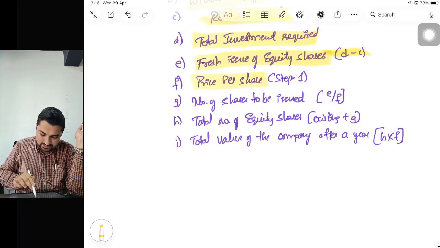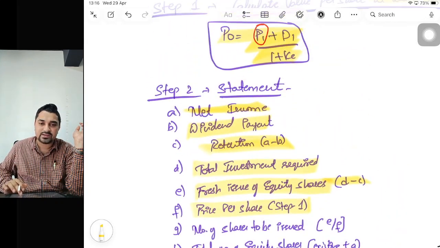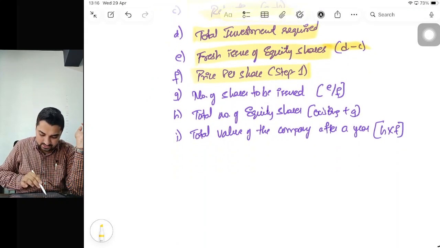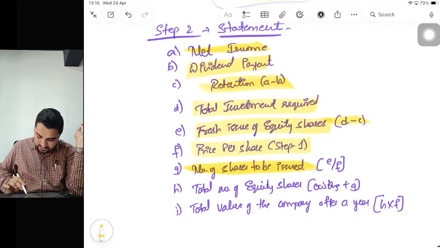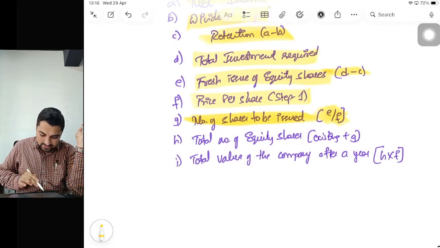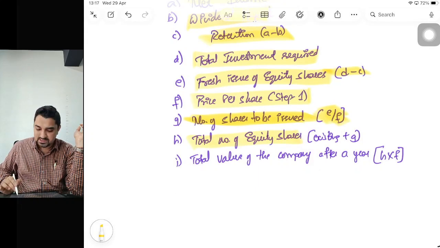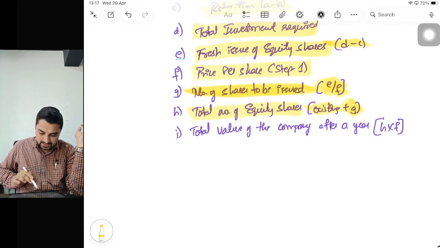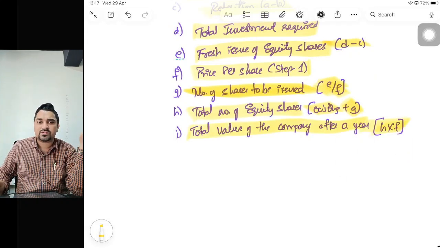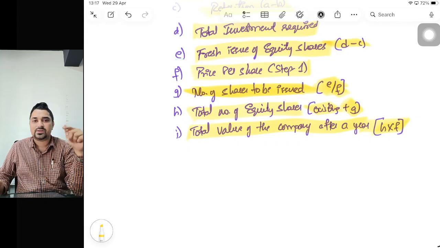Then you will take the price per share, which is already calculated in step number 1. Then you will find out the number of shares to be issued. How do you find that? Total fresh issue divided by price per share gives the number of shares. Now you will have the total number of shares, existing shares plus new issue, that is point number G. With that, you will calculate the total value of the company after 1 year. Total value of the company is nothing but total number of shares into market price per share. This is the value after 1 year.